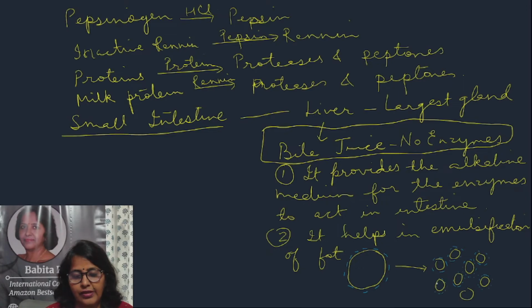So, this is what happens. Blue colored structures are the lipase. So, you see, if it is a big molecule and it is broken down into small molecules, this becomes easier because it has increased the surface area, and that is known as emulsification. You can understand it with a simple analogy also.